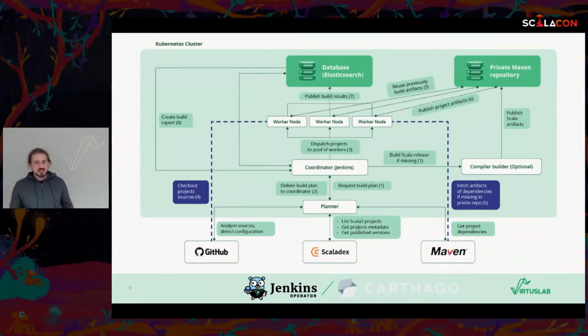So whenever the build starts, the coordinator requests a build plan. It basically creates a job in Kubernetes that starts to fetch data about the available Scala libraries. For that, we use only one source of information, which is the Scala text. And as I said earlier, it lists around 1,100 projects. So that's quite a big number.